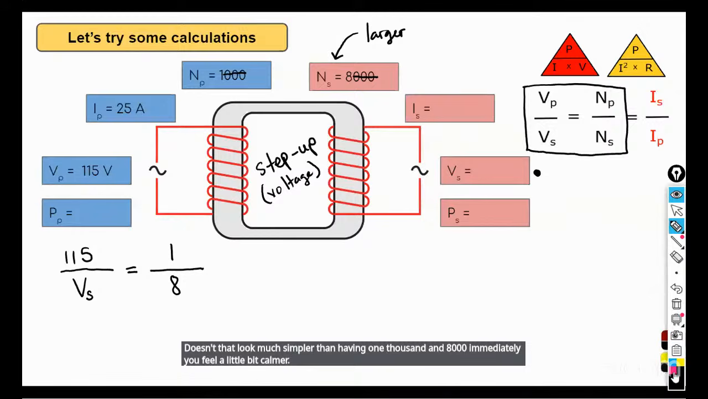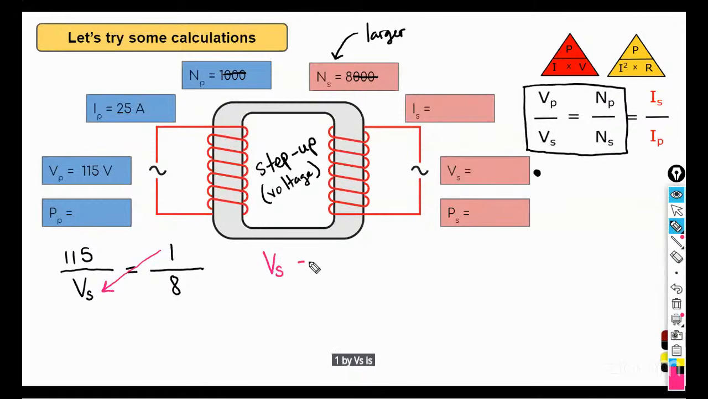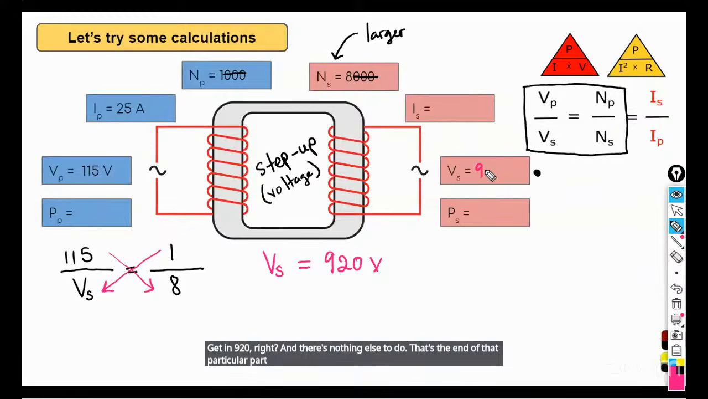So let's cross multiply. I'm going to cross multiply this diagonal first. 1 by VS is VS. And we have to cross multiply the other diagonal. 115 by 8. I'm getting 920, and there's nothing else to do. That's the end of that particular part of the question. 920, and you had to put the capital V.